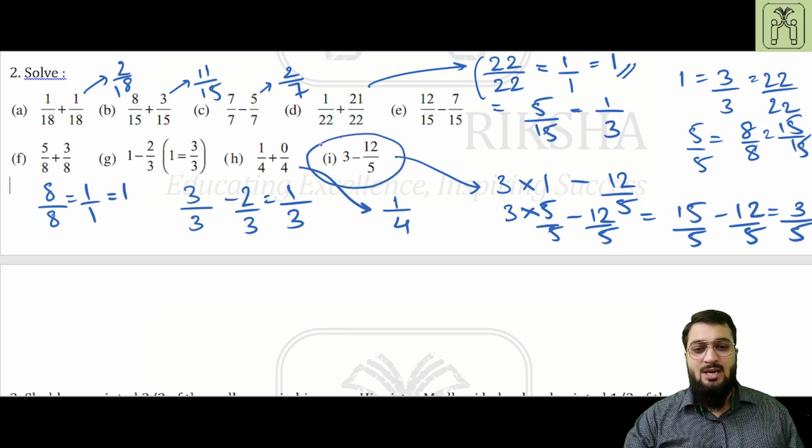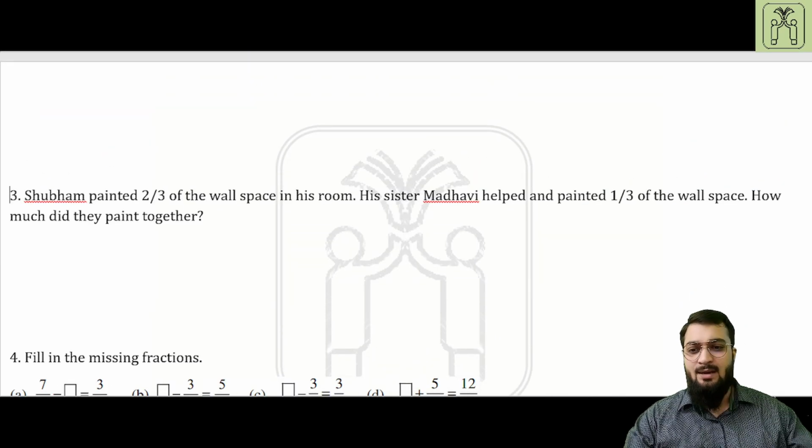This question is a little tricky for you, or as of your level. So try to solve it and try to understand why we did 3 into 1 and how we took 1 is equal to 5 upon 5, as mentioned previously. Now coming to the next question.